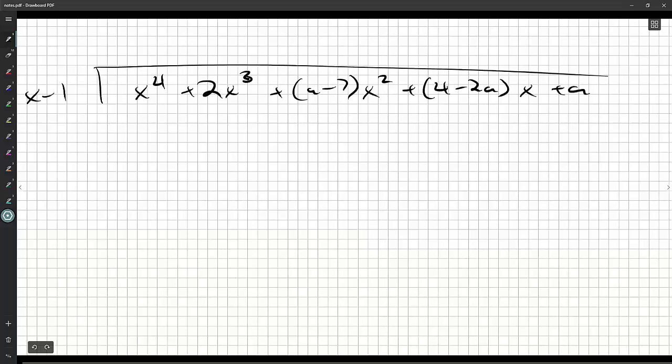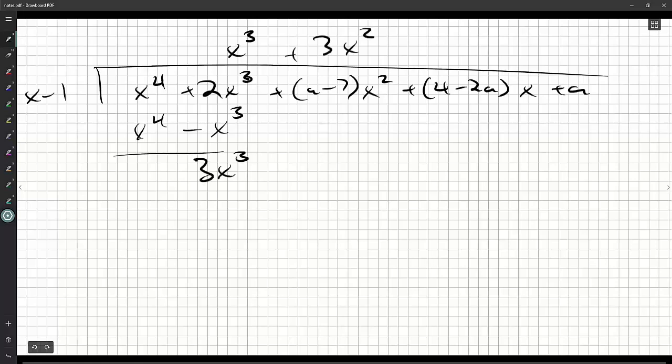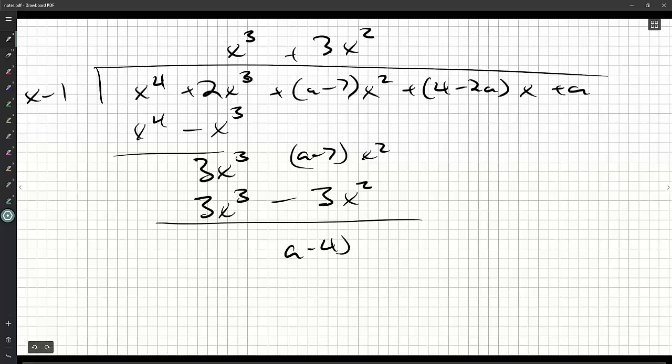This video is going to be like 5-10 minutes longer just because I did not see that 2 there or forgot about it. Alright, x cubed, x to the 4 minus x cubed. So 3x cubed, so plus 3x squared minus x squared, a minus 7x squared. So that would be a minus 4x squared. Bring down the 4 minus 2ax.